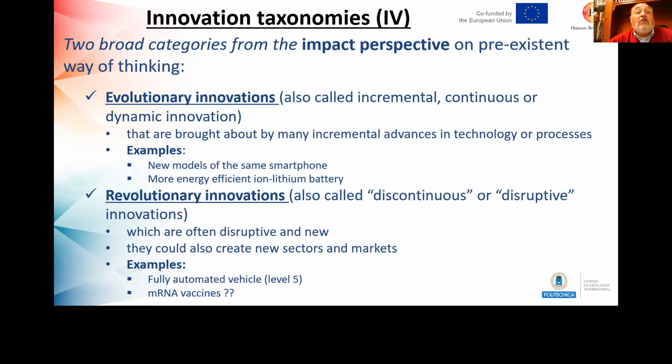Evolutionary means that, well, maybe every three months you could find a new model of the same smartphone, or just a new type of batteries with a better performance. But this is not a deep change. The smartphone is practically the same. In revolutionary innovations, you would have something that doesn't exist. And here, a fully automated vehicle is an example, or a new type of vaccines.